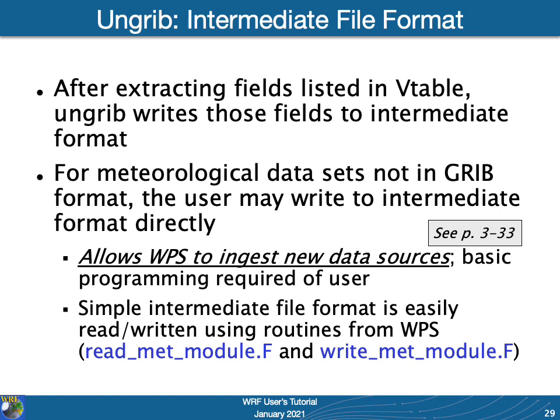Along with the WPS, we also distribute 2 Fortran modules called ReadMet module and WriteMet module that can serve as examples of code that can be used to read and write these intermediate files. Essentially, if you have meteorological data that are not in GRIB format, you'll need to process that data and write it yourself into the intermediate file format that the rest of the WPS can use.